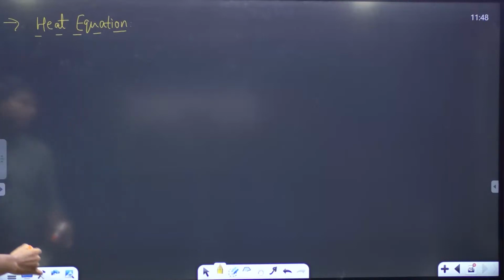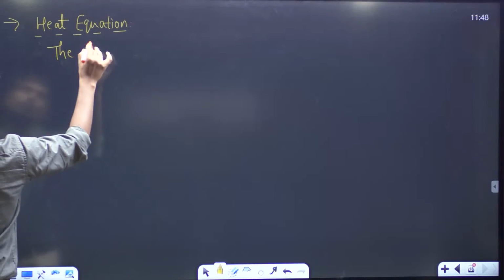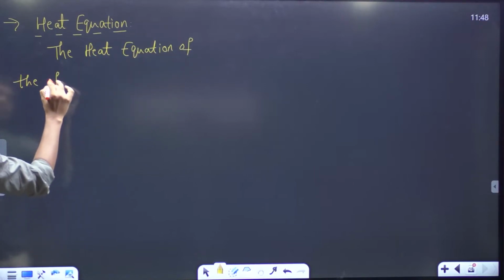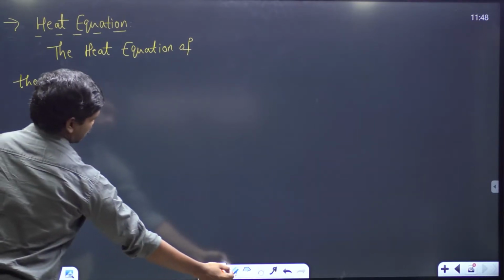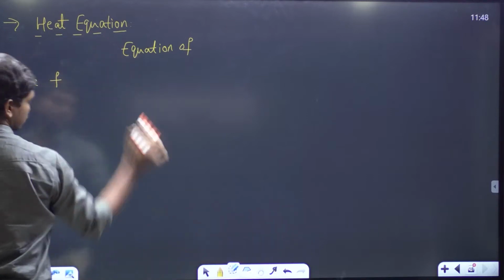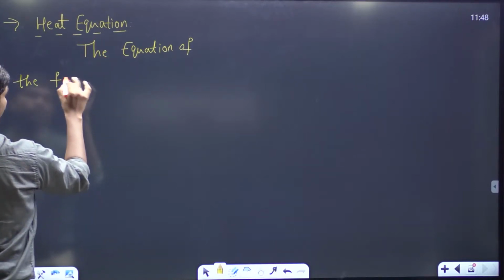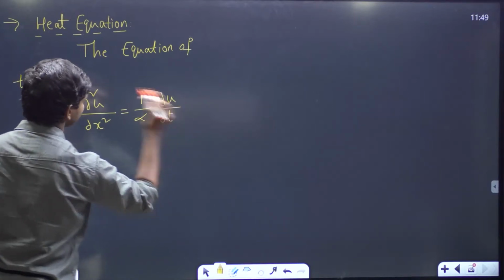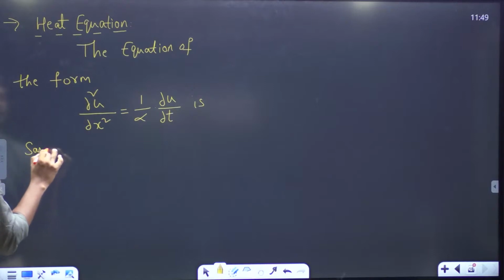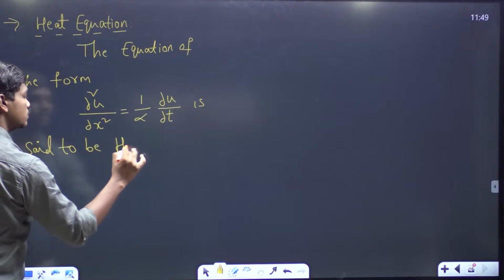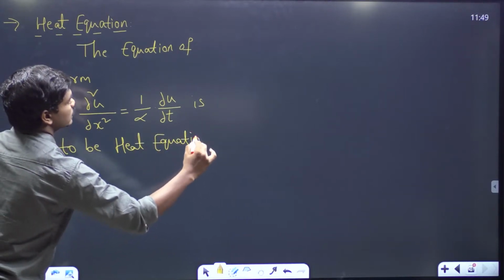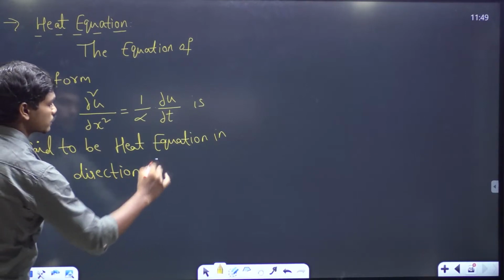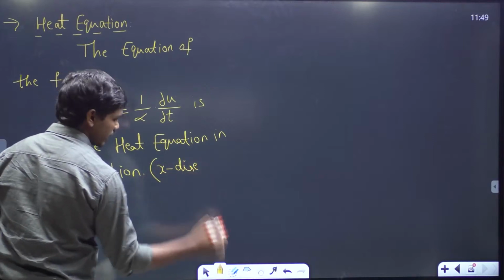Heat equation. So basically we'll discuss the heat equation in a single variable again. The equation of the form dou square u by dou x square is equal to 1 by alpha into dou u by dou t is said to be the heat equation in one direction, basically the x direction here. Okay, since we are dealing with dou square u by dou x square terms, in this particular equation this is in the x direction.